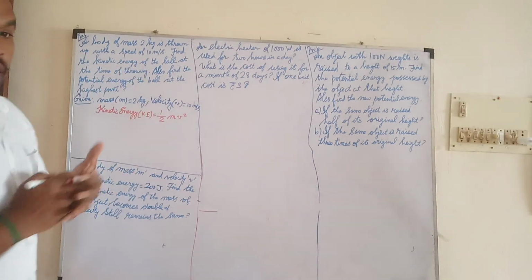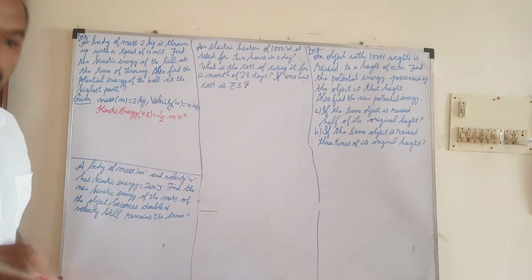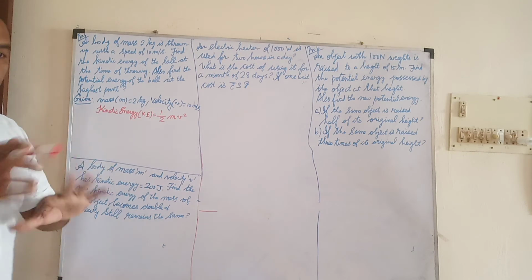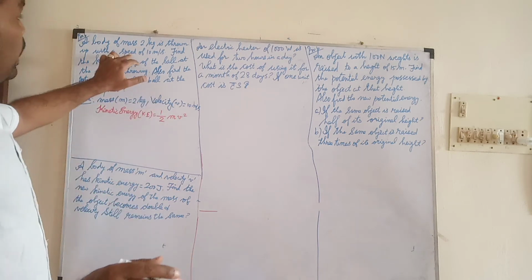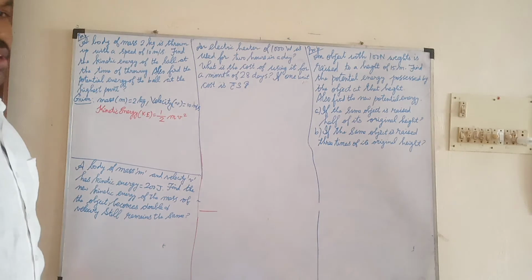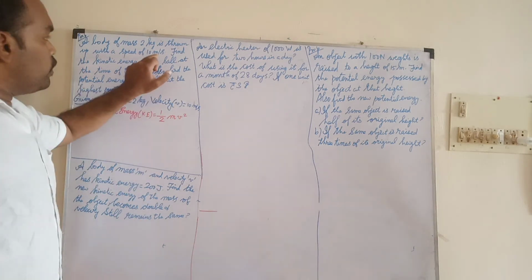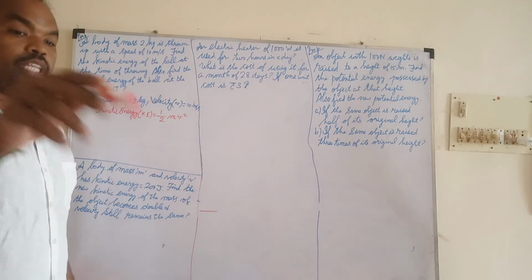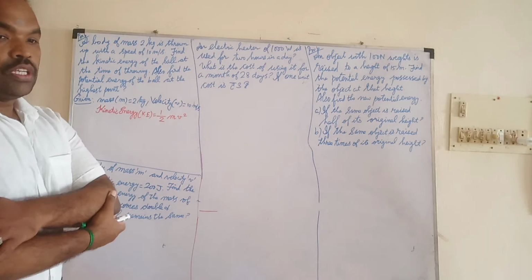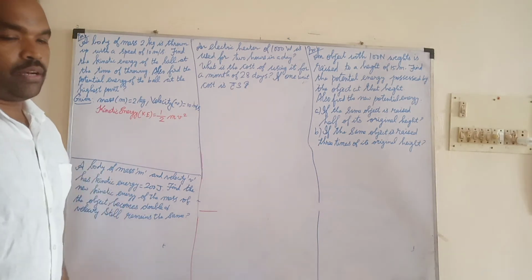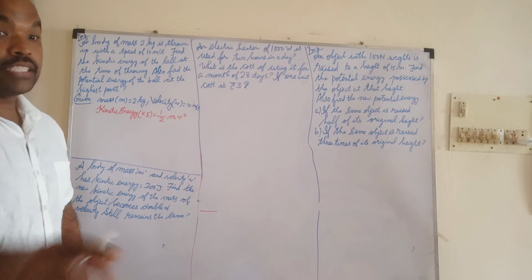Like this, these types of questions will be asked in a twist manner only. That is why they are saying speed of 10 meter per second. So by this itself you need to remember meter per second is velocity. If it is meter per second square, it means acceleration.